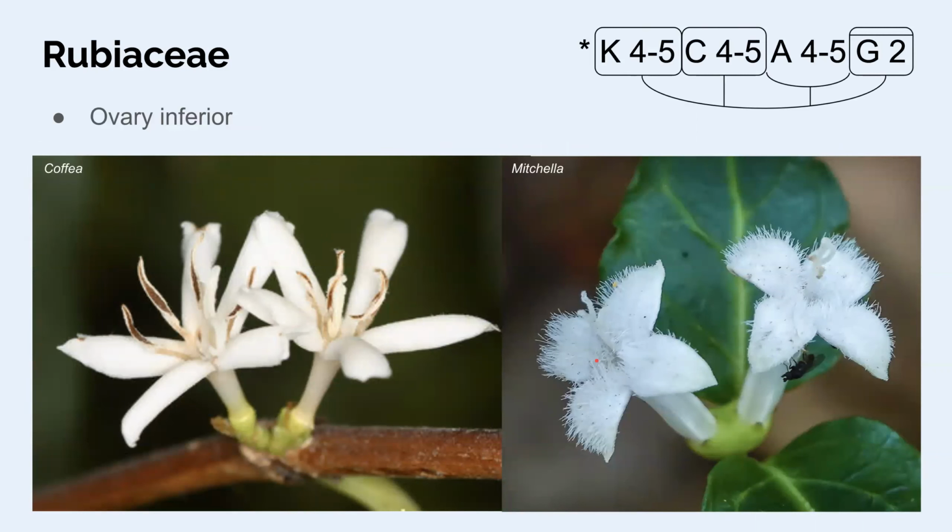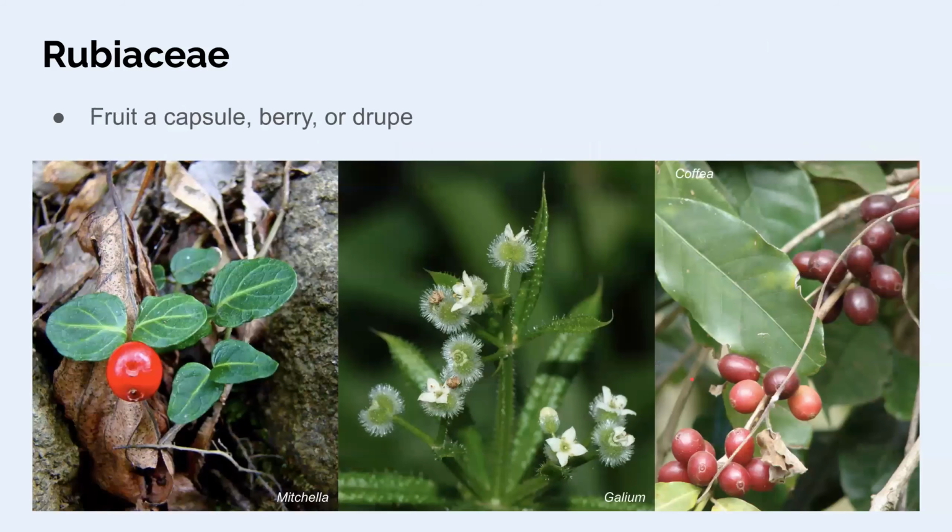Inferior ovary, also not as common, I'd say. A little hard to tell in here, but if you've got a flower with a bigger part below where the petals attach, you might be looking at inferior ovary. This is the coffee genus, and one that we have locally here. This is partridge berry, Mitchella.